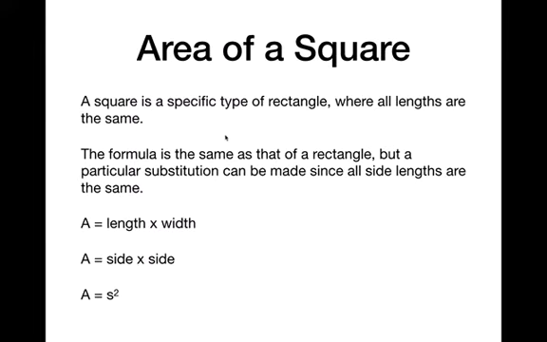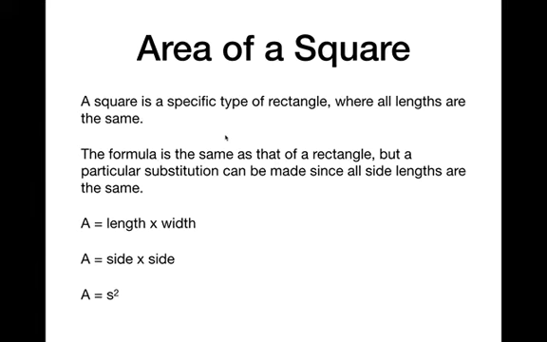Now moving on quickly to a square. A square is actually just a specific type of rectangle where all the lengths are the same. All squares are rectangles, but not all rectangles are squares. If we define what a rectangle is, it has to have 4 sides, 4 interior right angles, and opposite sides have to be equal. A square meets all those criteria: opposite sides are equal, it has 4 sides, and it has 4 right angles. But to be a square, all of your sides have to be the same length.